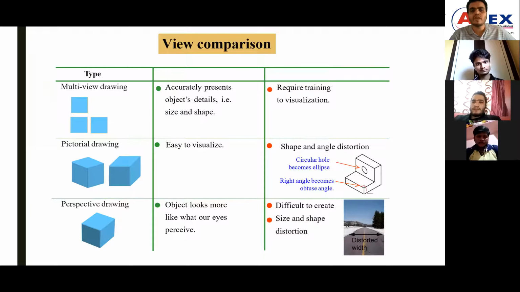That accurately presents object details, that is size and shape. If you use this, we will get an accurate presentation of the object. We will get a detailed view, detailed dimensions, detailed size, detailed shape. And one more thing, it requires training to visualize.